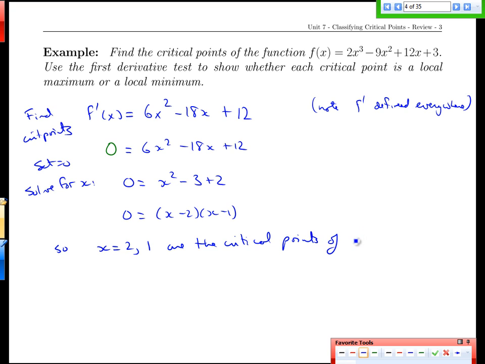Of our function f of x. All right, so we've identified the critical points now. Our next challenge is to identify their type. Are they local mins, local maxes?